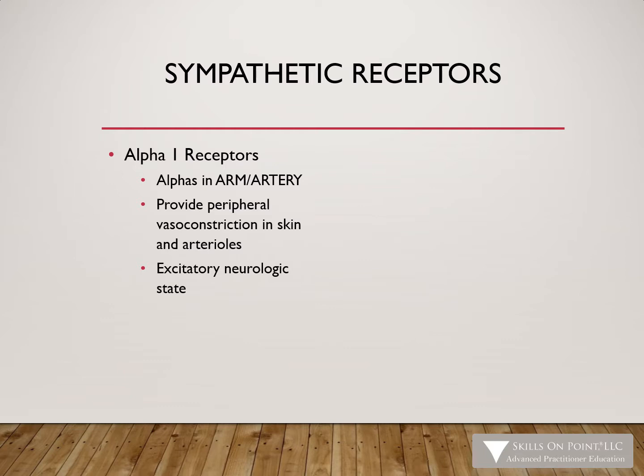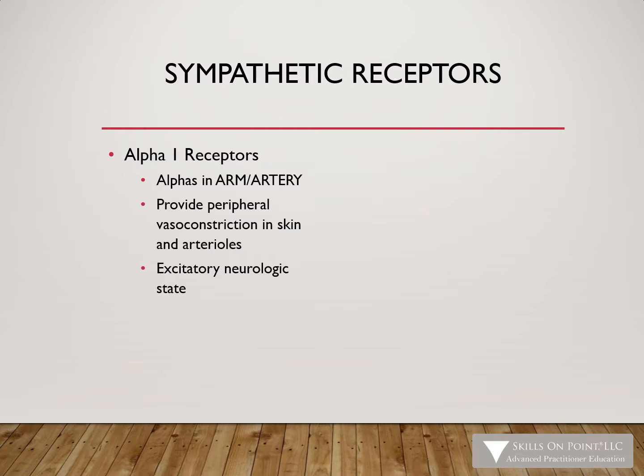So, sympathetic receptors. We'll talk about alphas and betas really quickly. Alpha 1 and alpha 2 and beta 1 and beta 2. They're not the same. They don't work the same. They don't have the same process for 1 and 2, so keep that in mind. Alpha 1 is like the on switch. Alpha 2 is like the off switch for alphas. Beta 1, beta 2, they're both on switches.